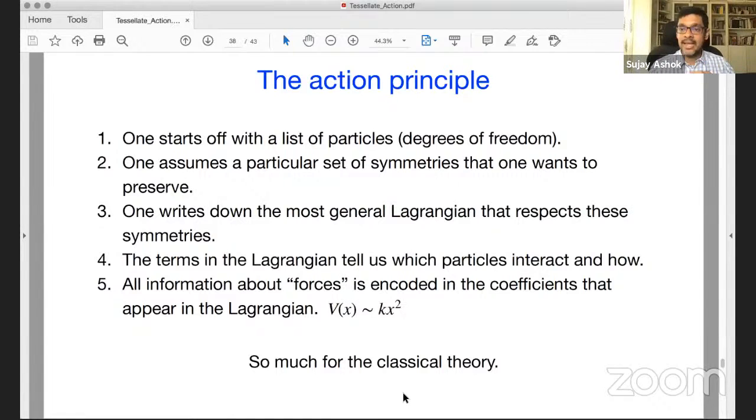So now, all of this is classical mechanics. We know that nature is quantum mechanical.